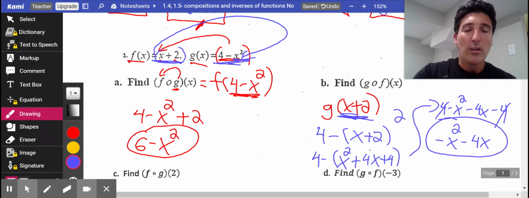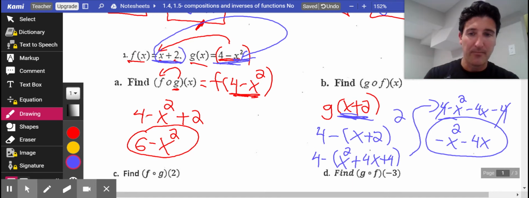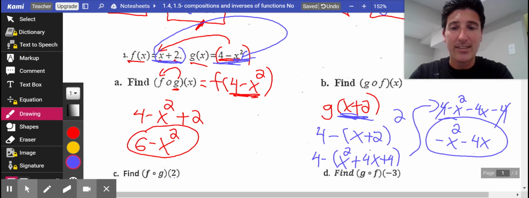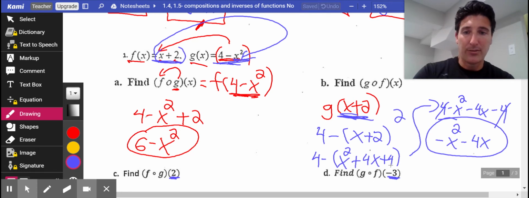So if it's FOG, you're taking the g and putting it in the f. If it's GOF, you're taking the f and putting it in the g. Now for C and D, you can see that instead of just having x, it's a number. So we should end up with a number for the answer.